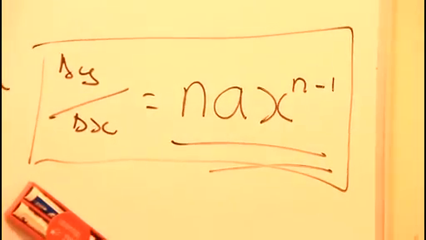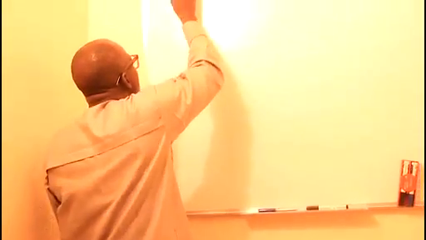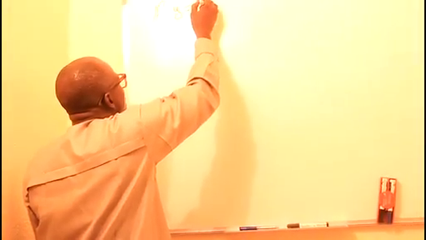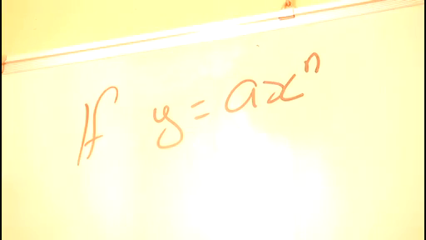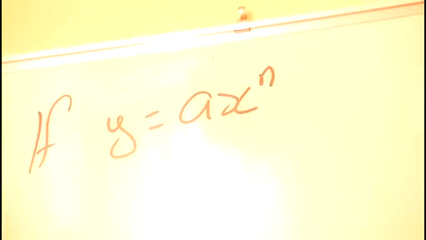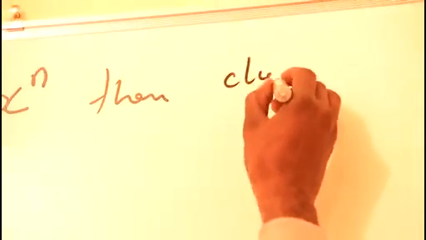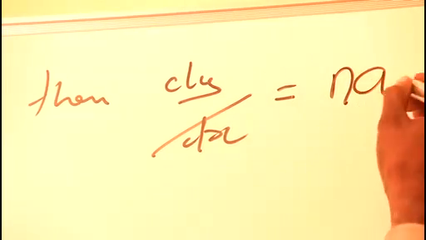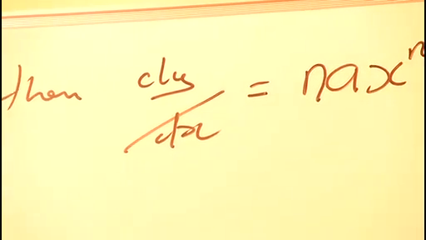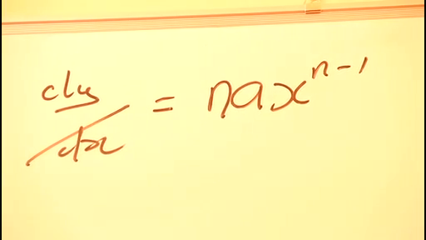Now, from the general power rule, we said if y is equal to ax raised to the power of n, where a is the coefficient of x raised to the power of n, then dy over dx will be equal to nax raised to the power of n minus 1. Now, if you want to apply it, the application is very simple.